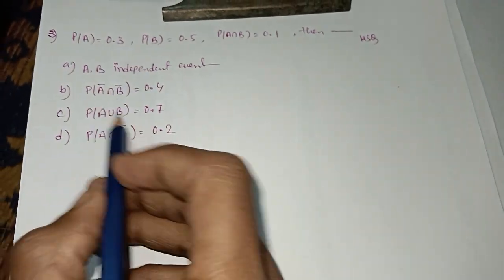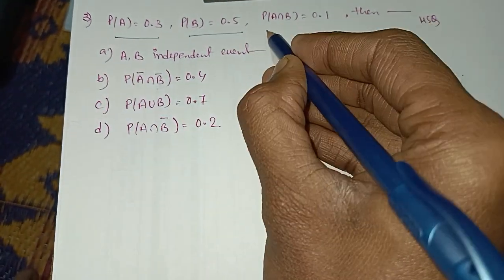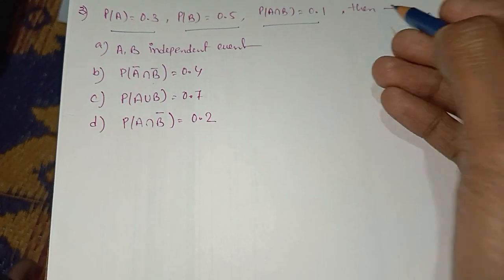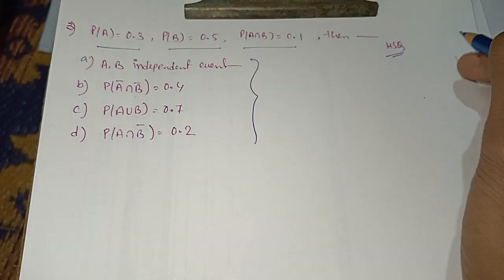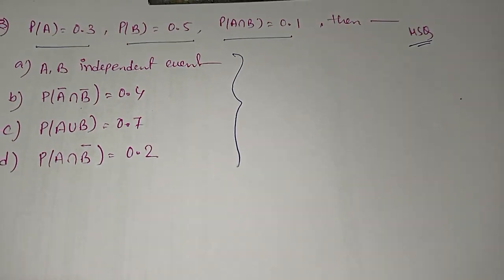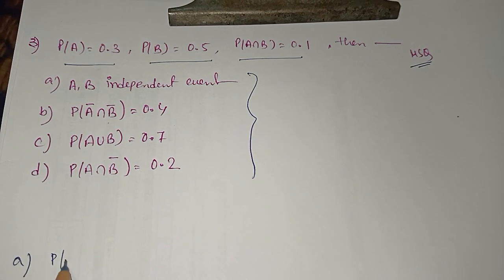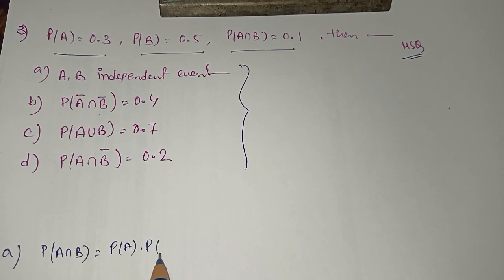The third question is related to probability: P of A is equal to 0.3, P of B is equal to 0.5, and P of A intersection B is 0.1. Then we have to choose the correct options. This is an MSQ question, so we have to check each option one by one. For independent events, we know that P of A intersection B is equal to P of A times P of B.